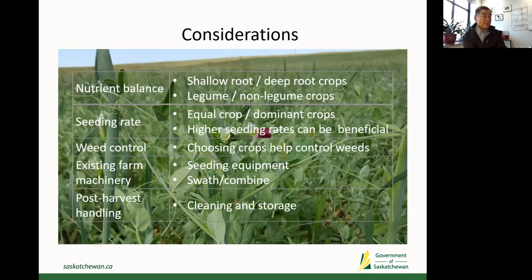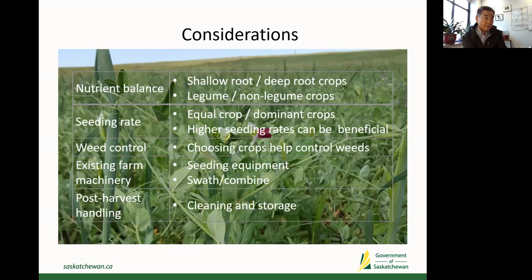When you do this, you could consider the following factors, like the nutrient balance. Use a shallow-rooted crop to intercrop with a deep-rooted crop, and select a legume crop to intercrop with non-legume varieties. And they are not competing for nitrogen supplies from the soil.